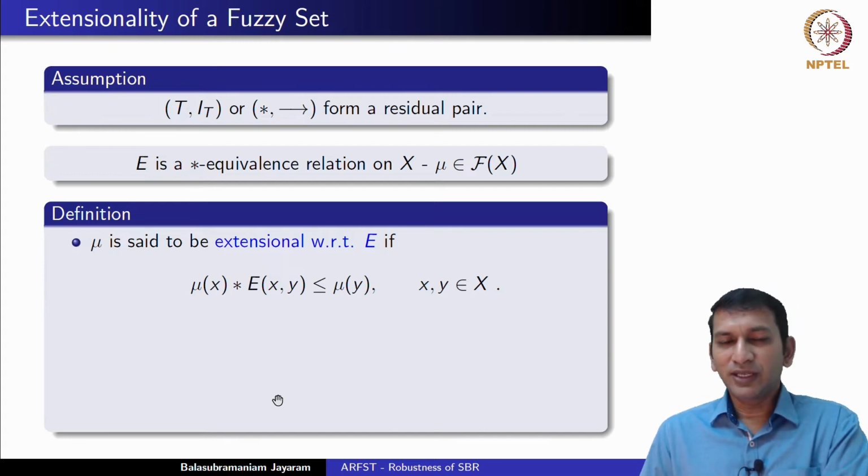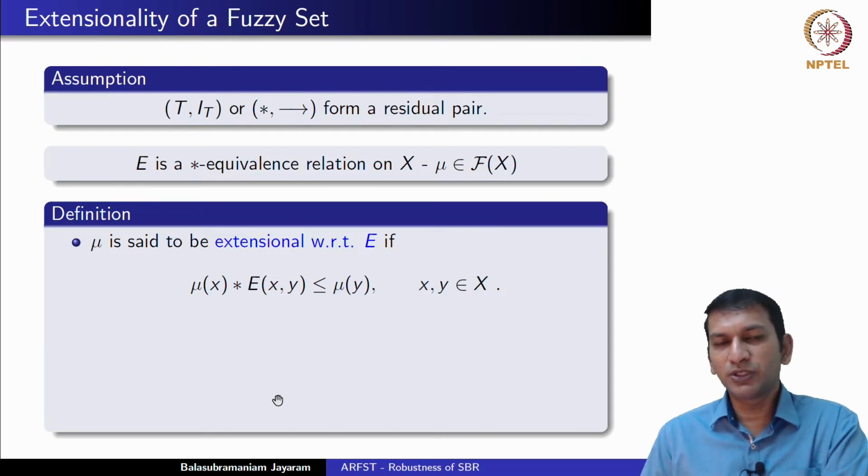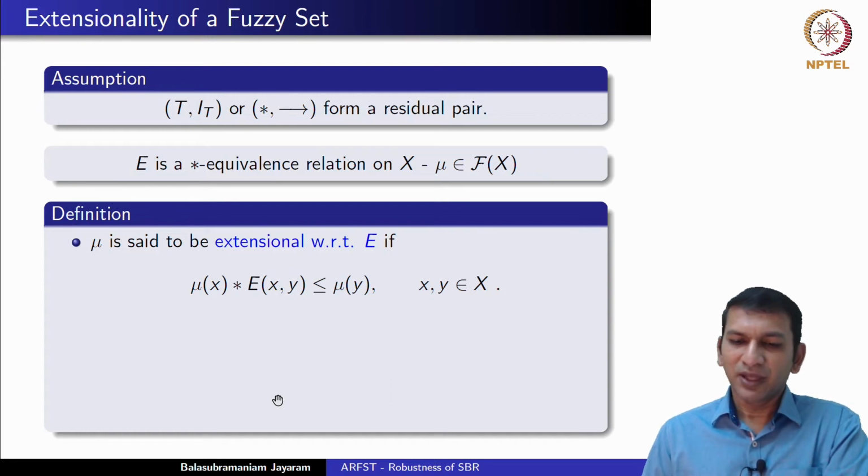If for x and y, E of x,y is 1, that means we say x and y are equal with respect to this relation. Or, put in other words, x and y are indistinguishable with respect to this concept that the relation E represents. Then we insist that the membership value of y to this concept should be at least as much as the membership value of x to this concept.